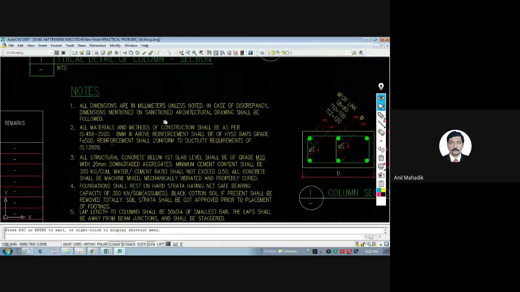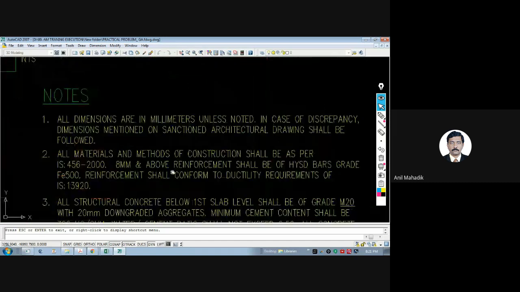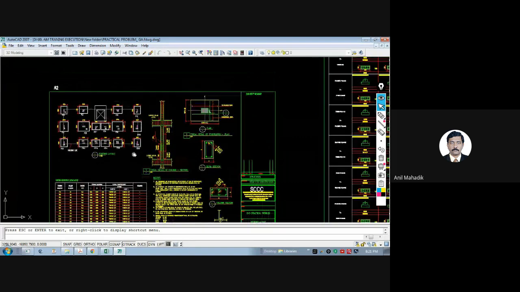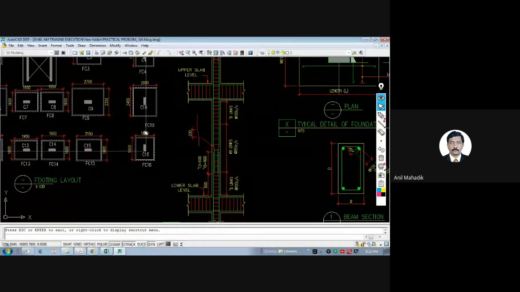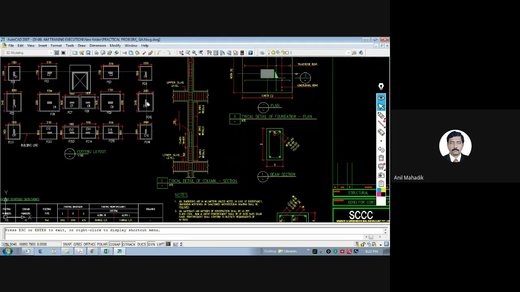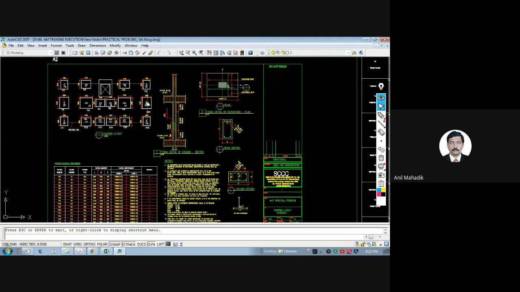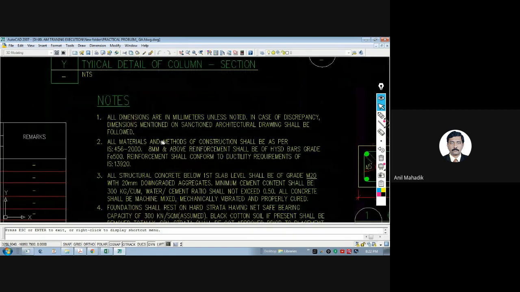And in case of discrepancy, dimensions mentioned on the sanction architecture drawing shall be followed. So if you are finding any difficulty in dimensions, please call the consultant or architects to understand the dimensions. It is possible that many times we don't give any dimensions. So in that case, instead of assuming on site, if you are a site engineer or a contractor, don't assume anything. Please ask the consultants or architects, whoever is the right authority at that moment. So discrepancy mein assume mat karo. Many times we have seen that people assume something and then make mistakes on site.